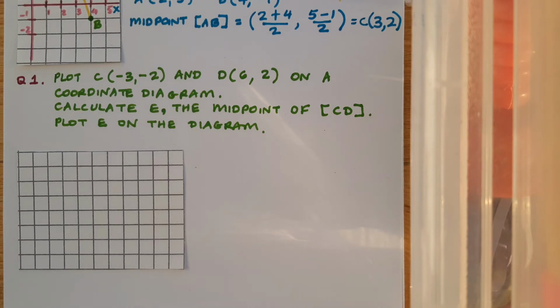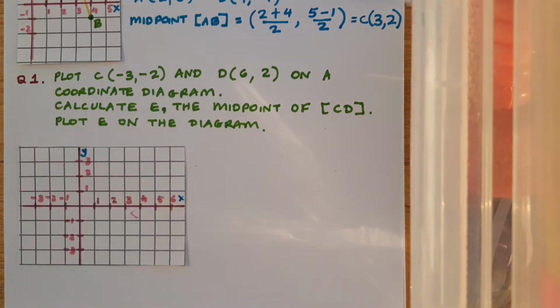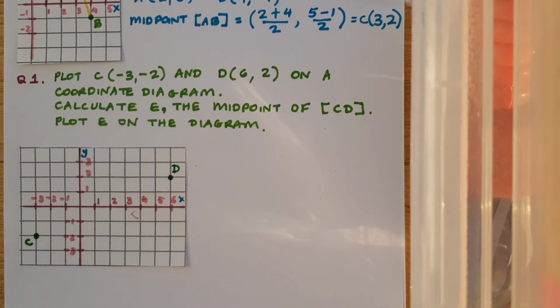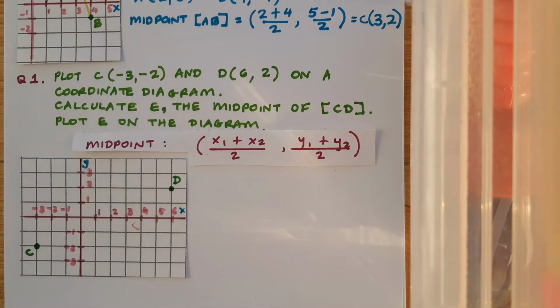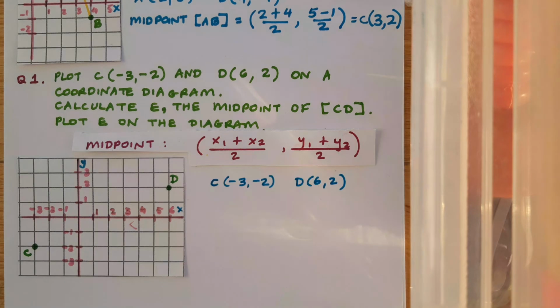So we'll start with the coordinate diagram. So I've set up my coordinate graph, and now I'm going to plot my 2 points. C is minus 3, minus 2 over here on the left hand side, and D is 6, 2. Now I want to find the midpoint, so I'll refer to the formula, and I'll write my 2 points C and D down, and I'll label them before I begin to fill them in. So I'll call these points x1, y1, x2, y2, and then I'll substitute them into my midpoint formula.